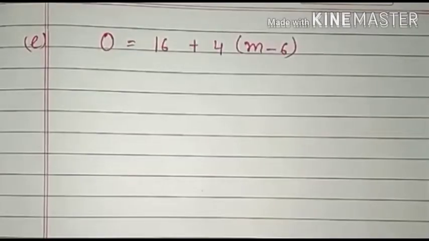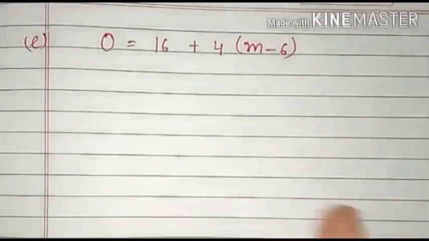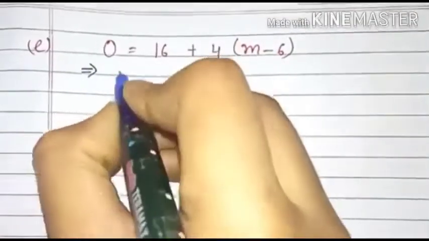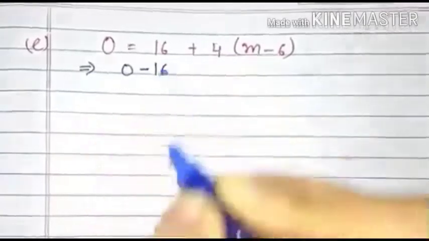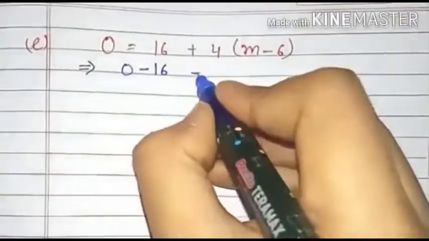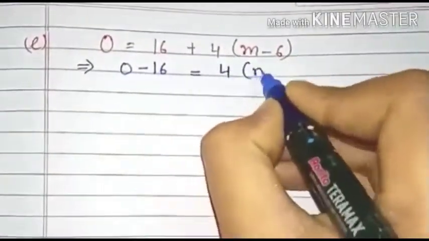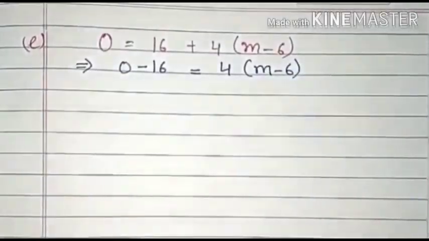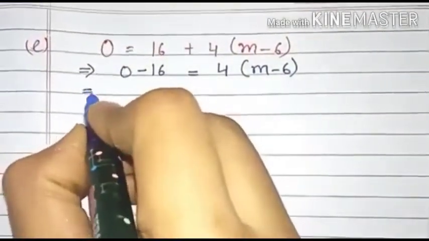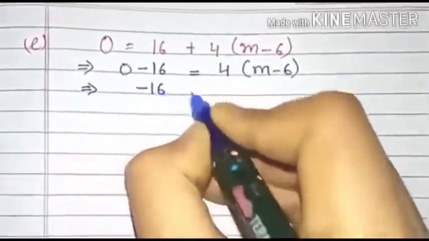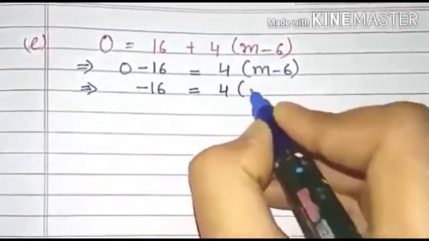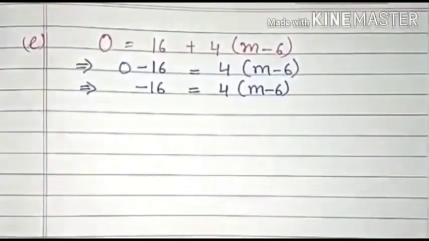Now here is the last part, E part. It is given 0 is equal to 16 plus 4 into (m minus 6). Same way we will do. First we will transpose this 16. It will be minus, and keep 4 into (m minus 6) on the right hand side. So what will come? Minus 16 is equal to 4 into (m minus 6).